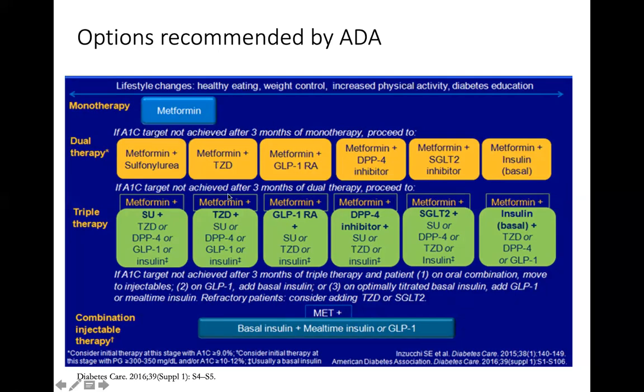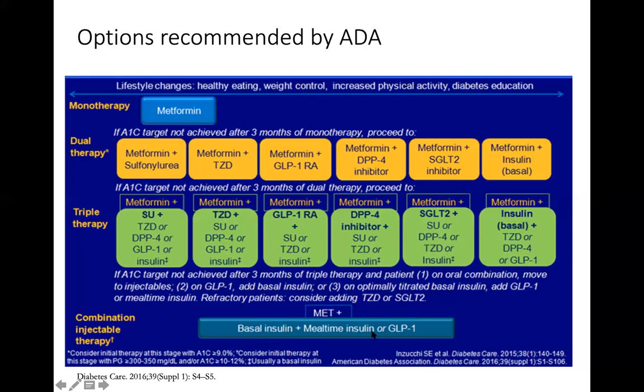If two drugs don't work, we can go to triple therapy, basically using 3 oral agents or 2 oral agents plus insulin is possible. If none of these therapies work, we move on to metformin plus insulin, either basal insulin or mealtime insulin plus basal insulin or GLP-1 receptor agonist plus insulin are possible. So these are multiple options that are available.